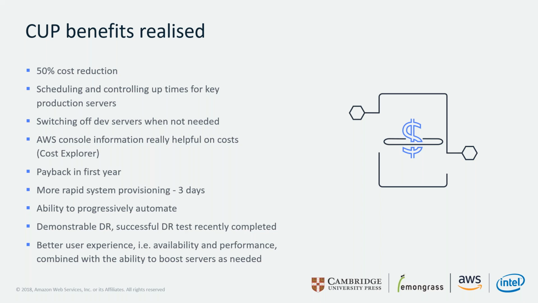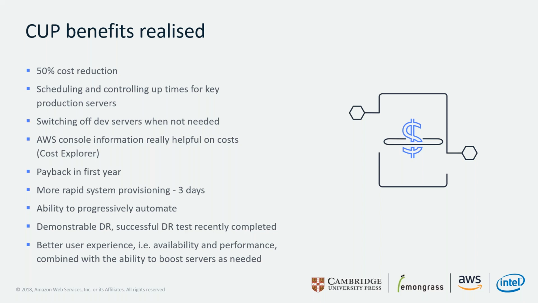I did say that I hung my head in shame around our DR, but I can keep my chin up now because we've demonstrably had a successful DR test where we brought up a new SAP instance and tested everything through that. It worked, including the data checks against the cut of the data we had taken before. From our users' point of view, the availability and performance, combined with the ability to boost servers, has been hugely impressive and well received by the business as a whole.